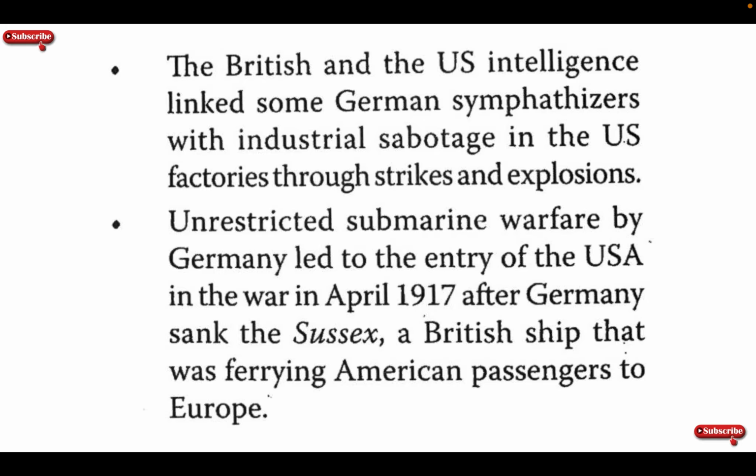Unrestricted submarine warfare by the Germans led to the entry of the USA into the war in April 1917, after Germany sank the Sussex. That is a British ship that was ferrying American passengers to Europe.